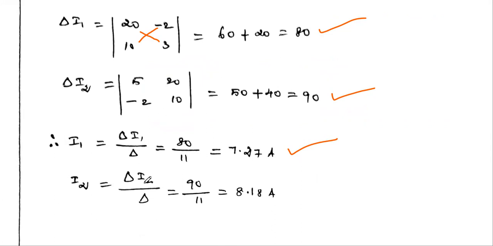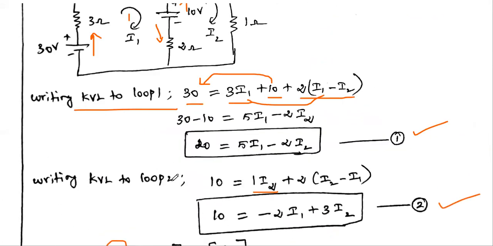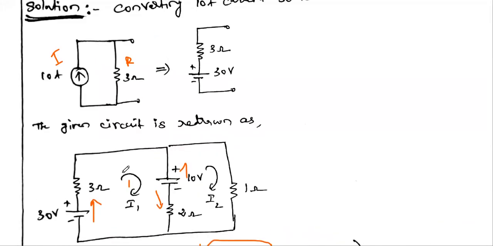Similarly, the current I2 is del I2 divided by del. So this is 8.18 amps. Okay, so these are all the mesh currents flowing in this particular circuit. Okay, so this is one way of solving this problem.